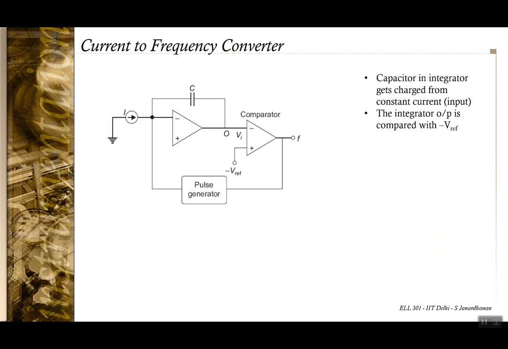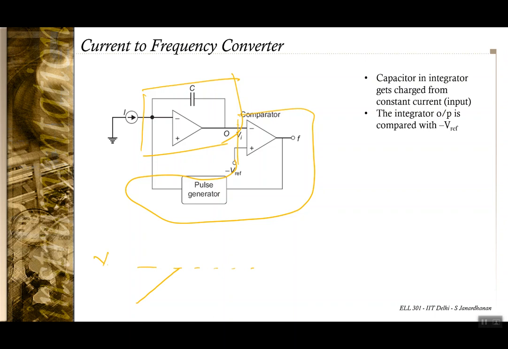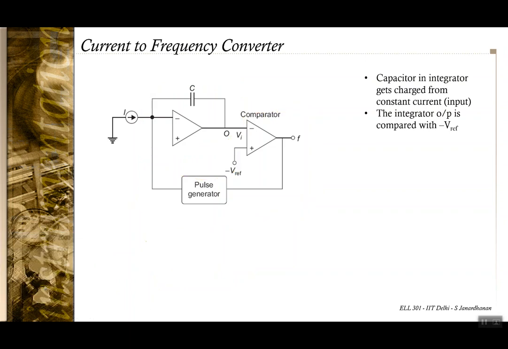Okay, so in this case what you have here is an integrator, and that integrator is linked to a comparator and a pulse generator. So what happens is that there is an integrator that goes up, and it is compared with some reference. Okay, here it is given as minus V reference. So anyway, it's compared with that reference, so it has to go down in this case. So let's put it in this manner. So you have minus V reference here.